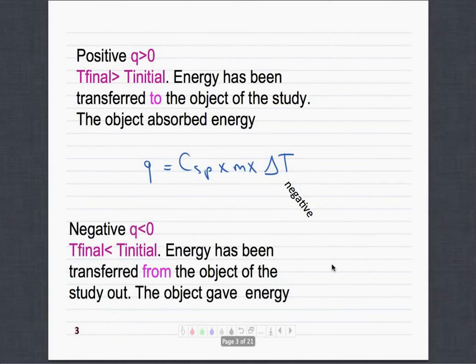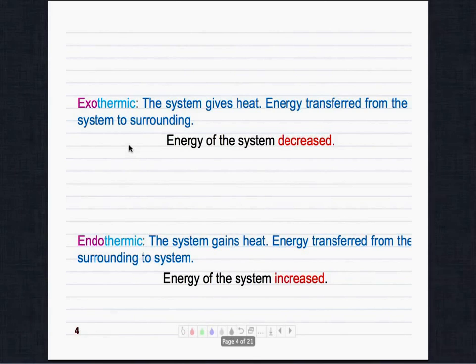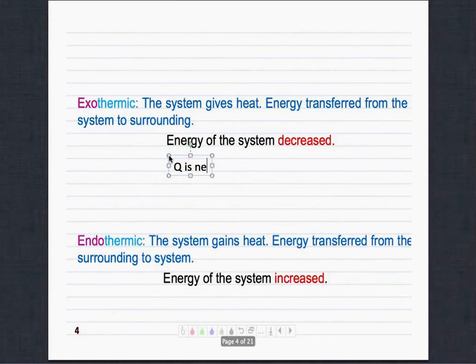Cool. And that brings us to two other definitions, which are exothermic and endothermic reactions. In an exothermic reaction, the system gives off heat, which is the example when we cooled the water. We took heat from it, so it released heat to the surroundings. Energy is transferred from the system to the surroundings. The system here is the water itself, and the surroundings are anything other than the water.